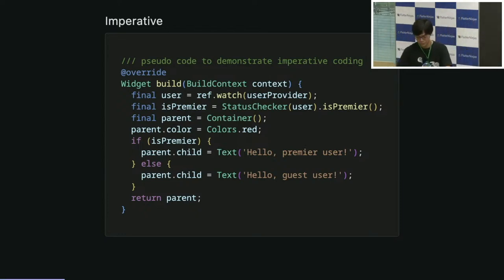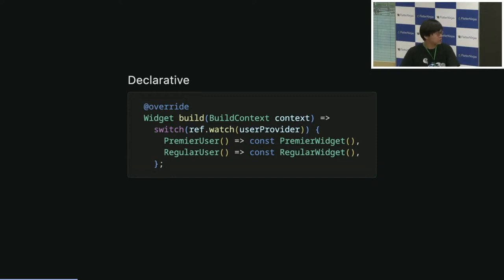But in contrast, declarative coding is very concise and clear. It is doing a similar thing, but it clearly describes what will be returned from the build method, because it only preserves a single switch statement and returns the widget based on the value. So this is very concise and easy to understand what will be returned from the build method. This is declarative.